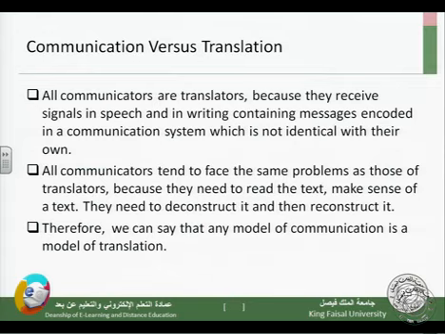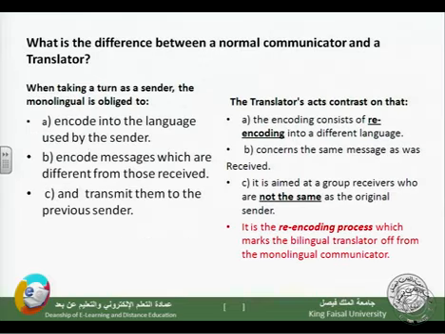But the communicator might find the same difficulty as the translator finds when there is a kind of communication between two people. So there are some common features between a model of communication and a model of translation.